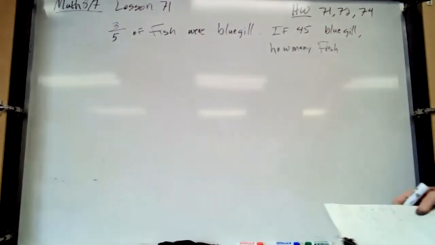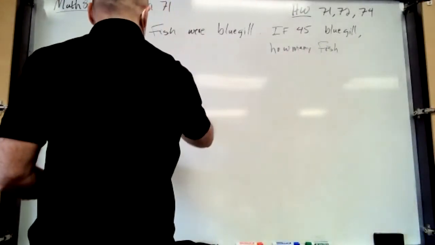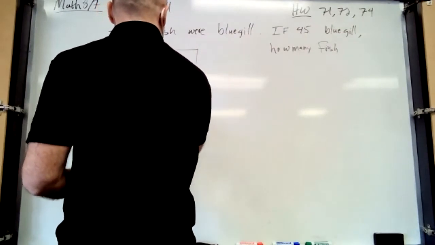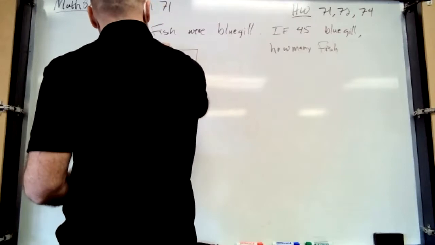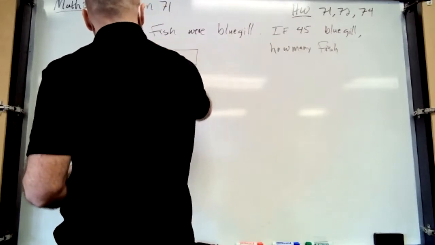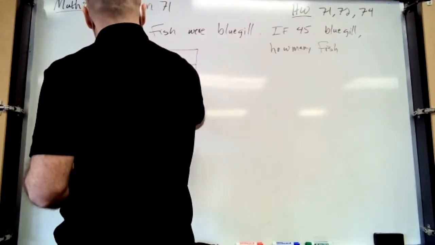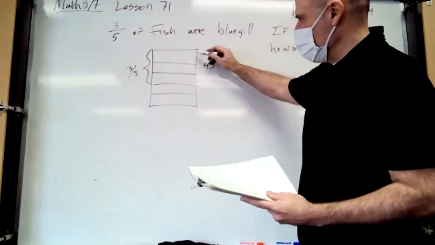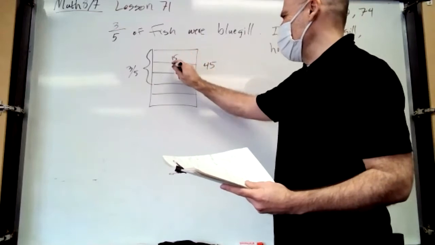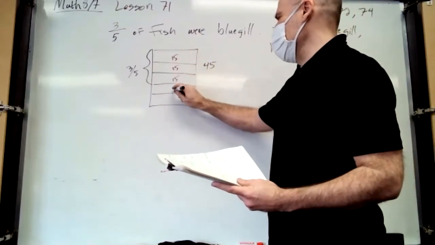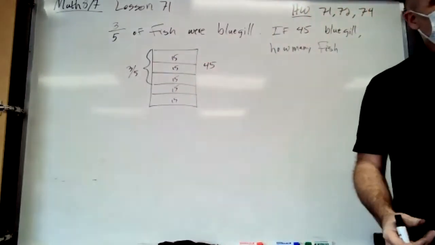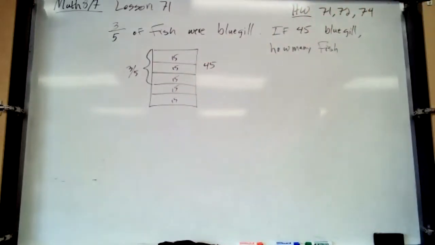So you could draw a little diagram. 3/5, you could do it like this, and you can break it up into 5 sections. And then 3 of them, like this, this is 3/5, right? That's 45. So if 3 sections are 45, that means each section is 15. You could do it this way if you wanted to. And then 5 times 15, that's 75. That's one way to do it, okay?